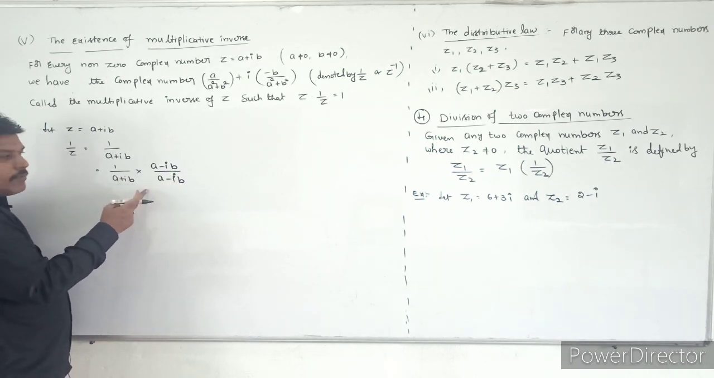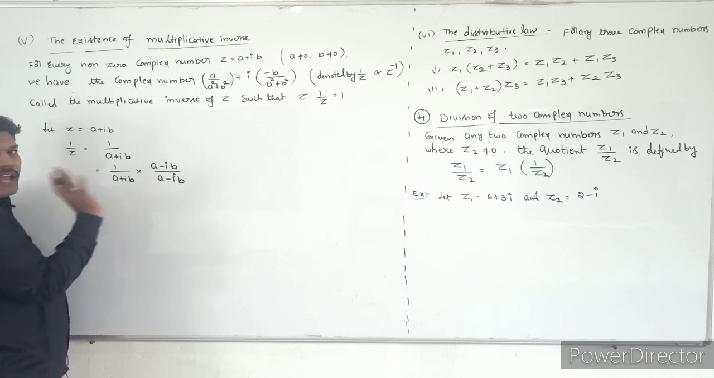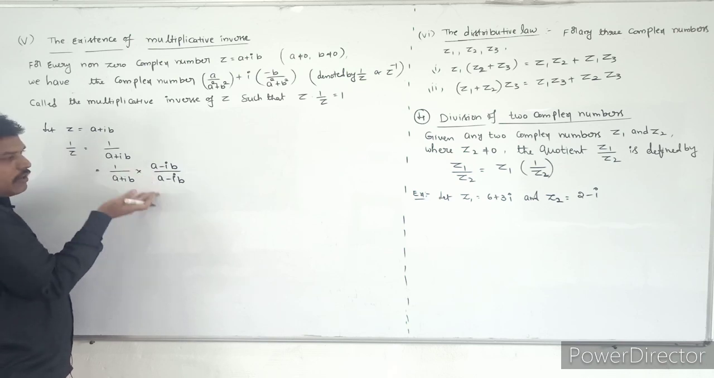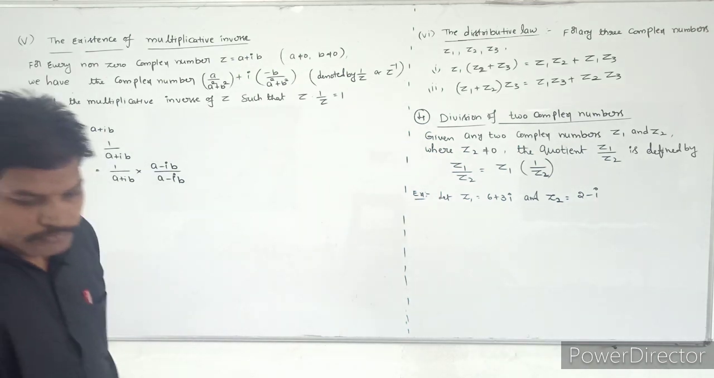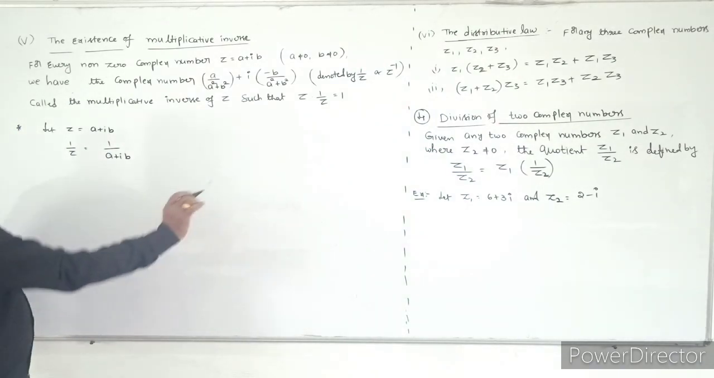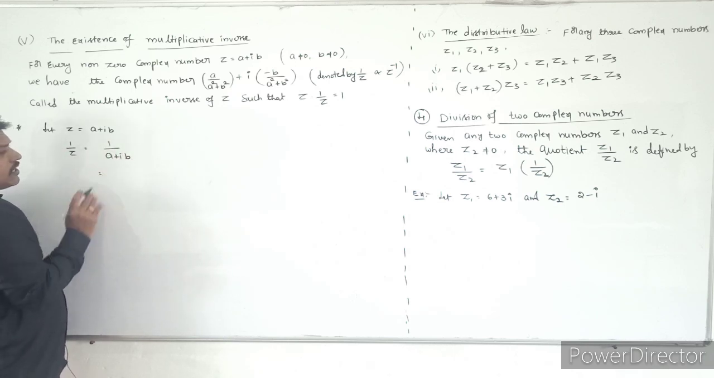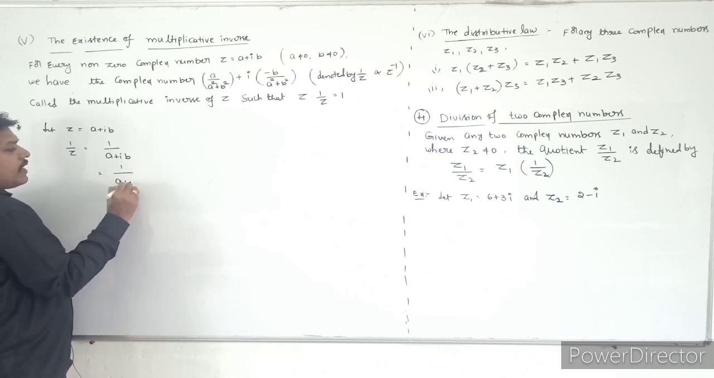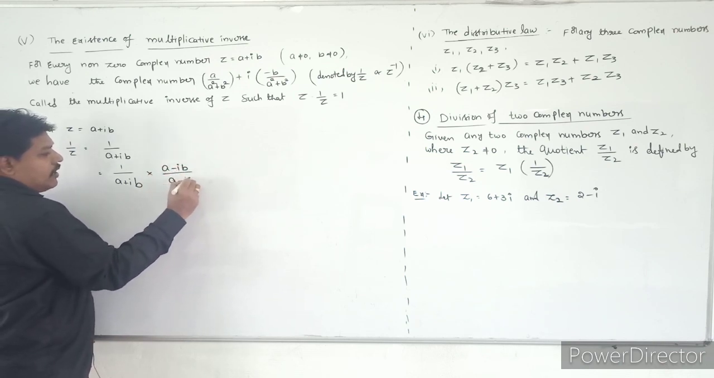In the denominator a plus ib is there. What I am doing is multiplying and dividing with a minus ib. If you cancel these two, nothing will happen, so there is no worry. So 1 by z is equal to 1 by a plus ib, and I am multiplying and dividing with a minus ib.